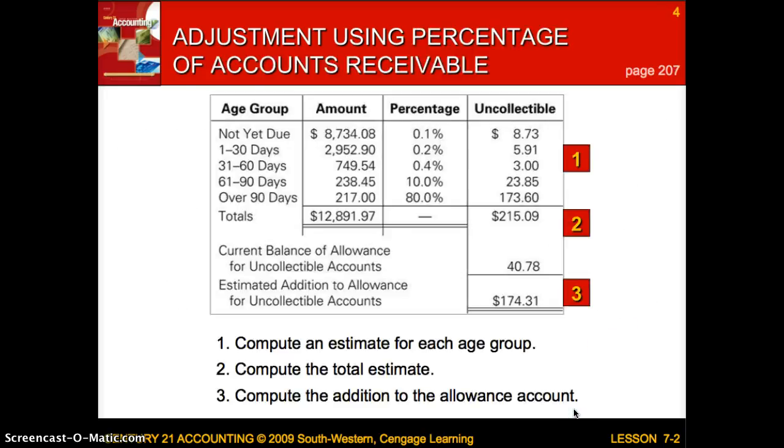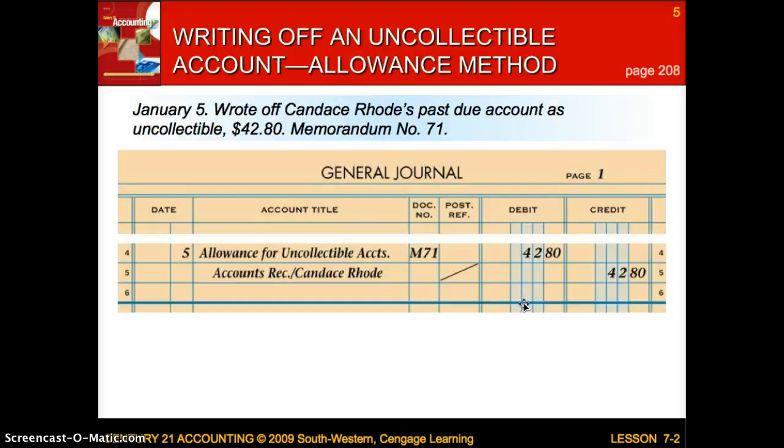Adjustments using percentage of accounts receivable. We have our age group here. It's set up just about the same. You're not yet due, the percentages of which will not pay, and then the amount that will be uncollected. So instead of having this for each person, this is that estimate for each group. So you will compute an estimate for each age group, compute the total estimate, and compute the addition to the allowance account. So what you have already had in your uncollectible, and you will make that here.